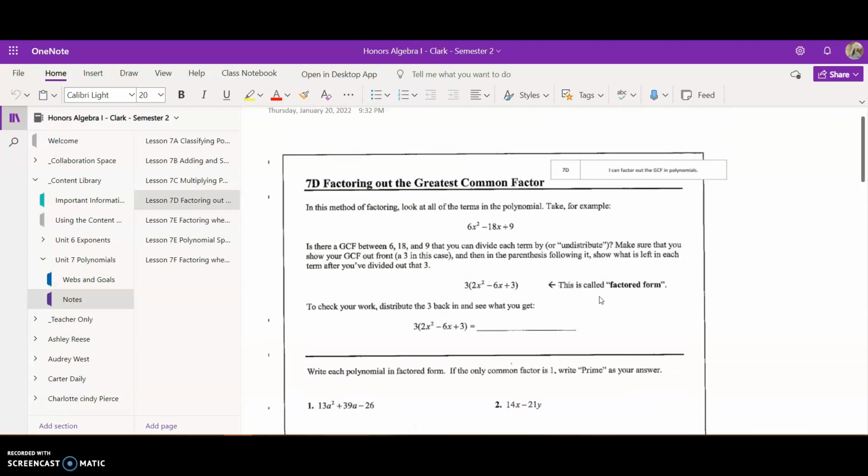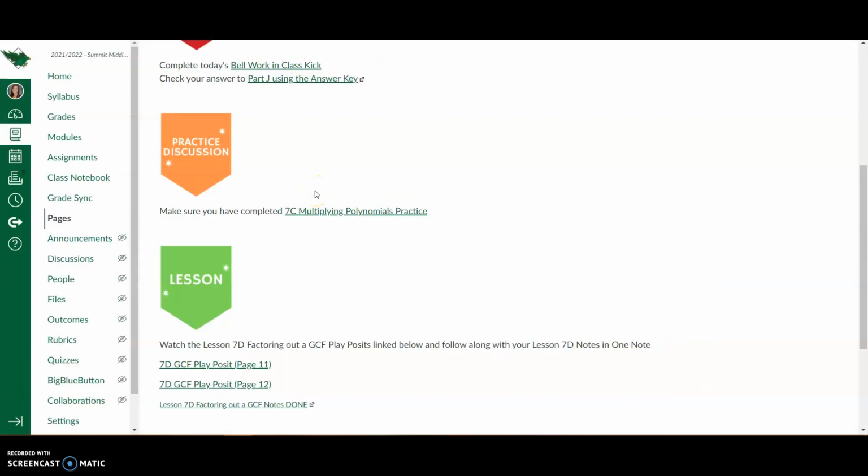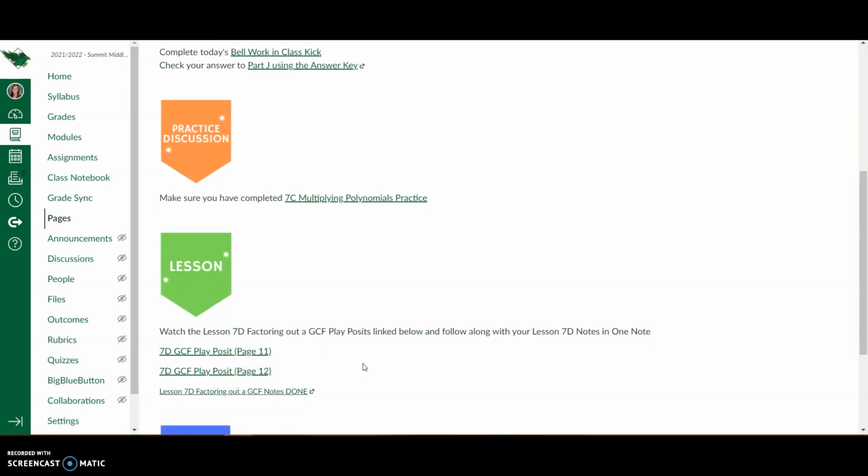There are questions for you to answer along the way. There's 5 questions in each of the play posits to answer, and each question is worth 2 points. So you'll have 10 points for this play posit and 10 points for that play posit. That will go in PowerSchool as your score today for your e-learning day.